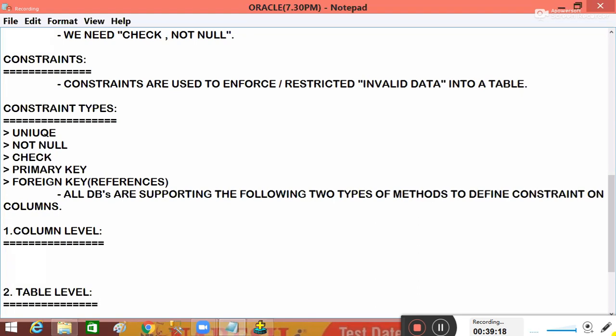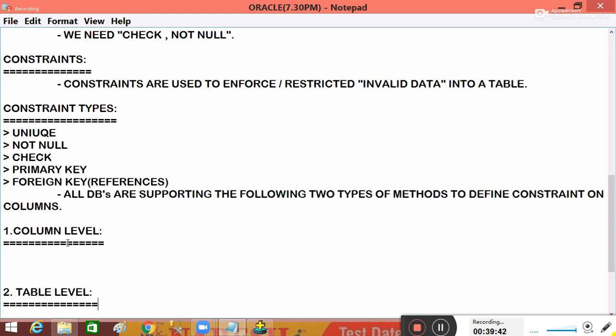Okay now, one is column level, one is table level. That means constraints can be applied at two levels. One is a column level we can apply, and one is a table level we can apply. But what is the difference between column level and table level?